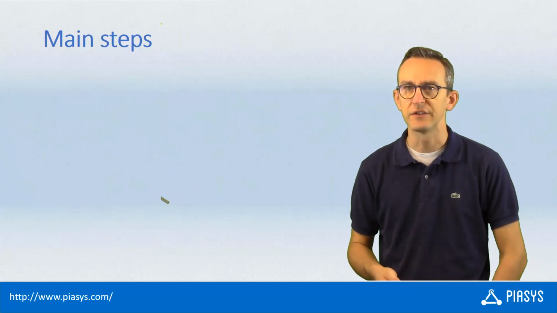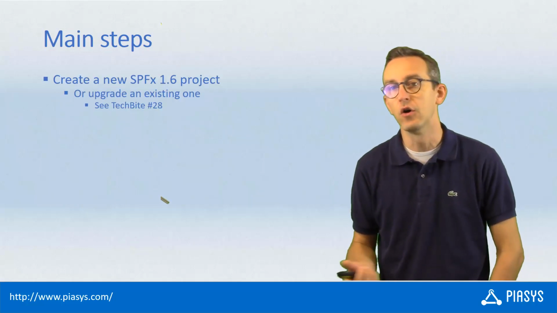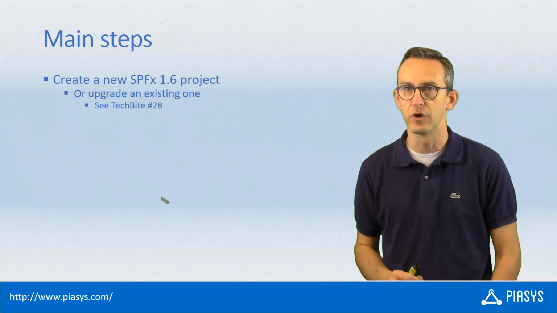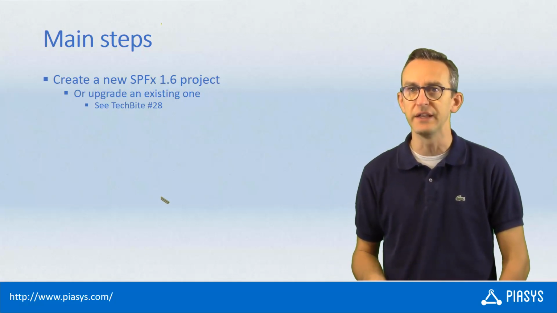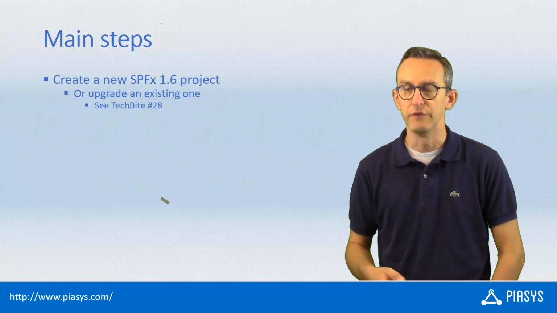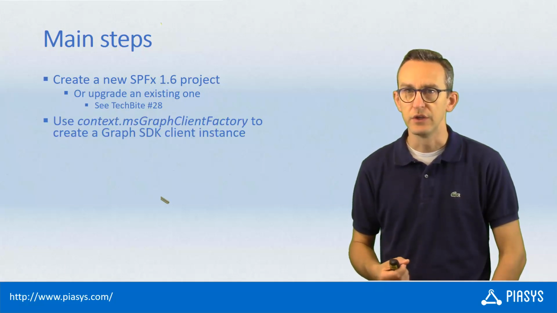In order to do that, there are some main steps that you need to accomplish. First of all, you will need to create a SharePoint Framework 1.6 solution, or you can upgrade an already existing one based on an older version of SharePoint Framework. And in order to see how to upgrade it, you can even follow episode number 28 of this video series of Tech Bytes.